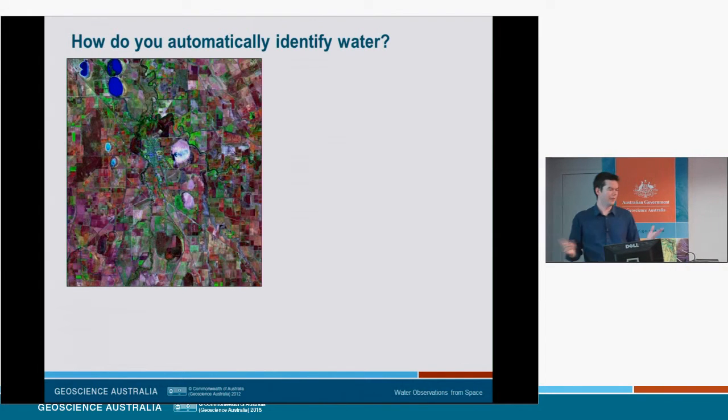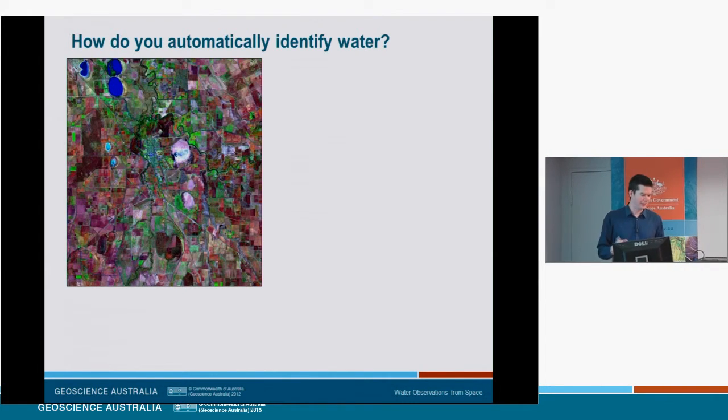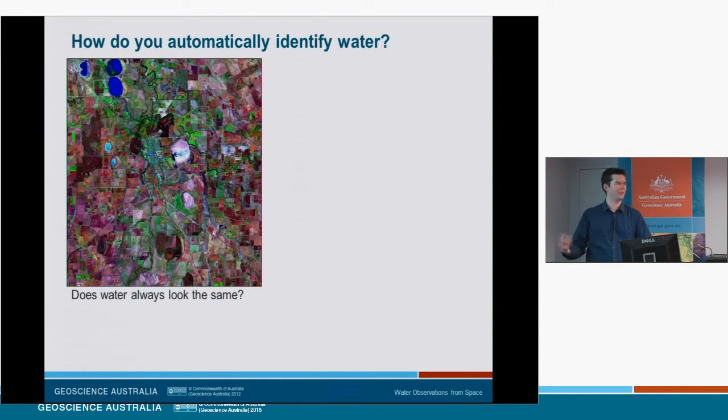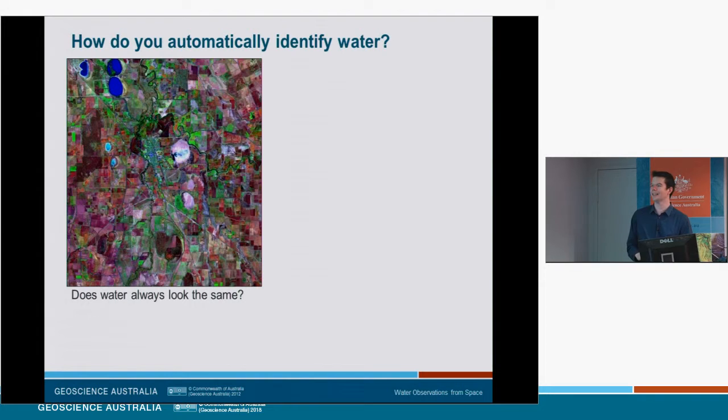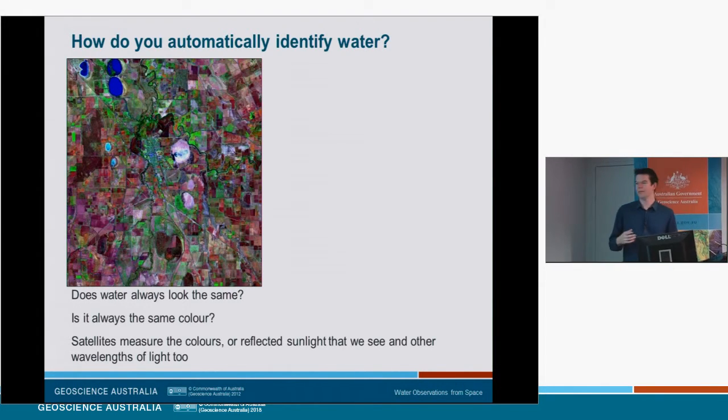Now for those of you that have been to swimming pools and looked at rivers around Australia, is water always the same colour? Does water always look the same? It doesn't, does it? You can have brown muddy water, you can have deep clear water, you can have lovely blue crystalline water. So the colours change. And satellites measure colours, or the way that the sunlight is reflected off the Earth, and so it reflects the sunlight that we see, and it also captures wavelengths of light that we don't, which was explained really nicely in that other video that didn't play, but leaving that aside for the minute.